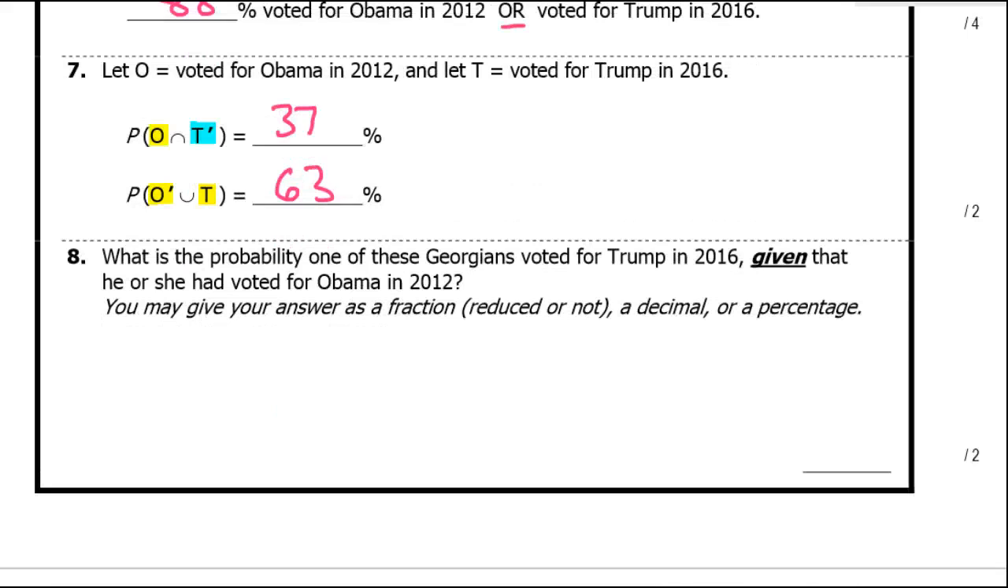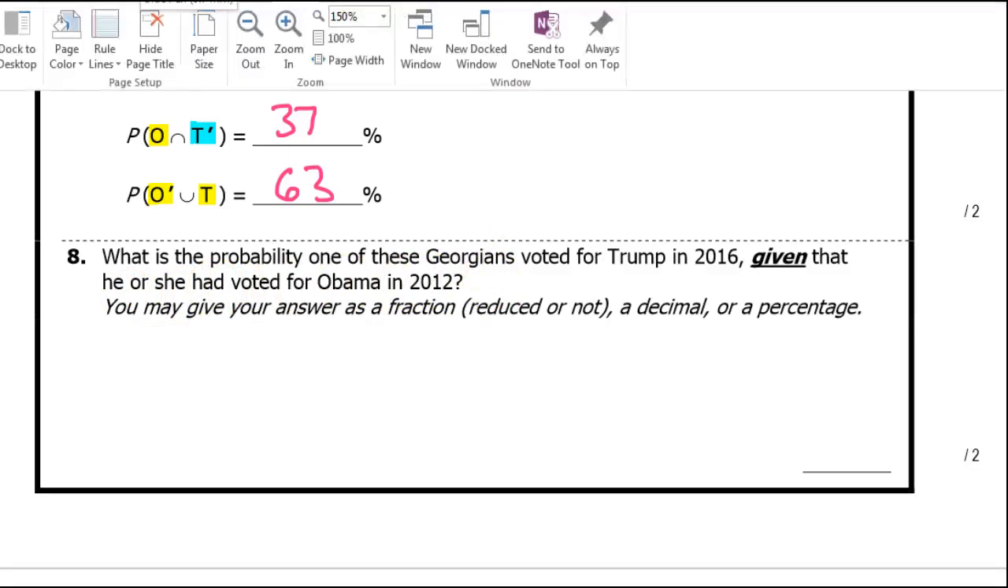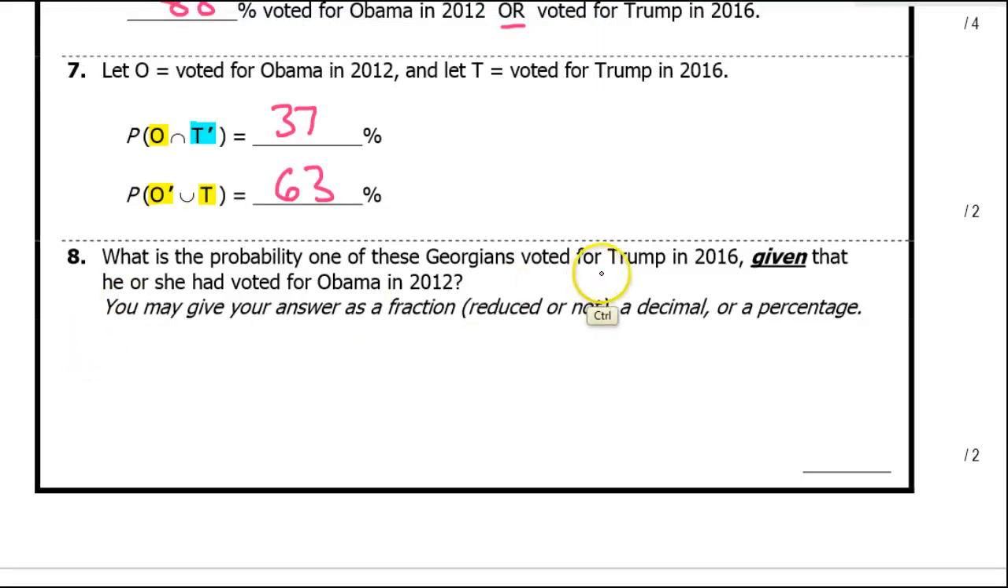Okay, looking at problem number 8. What is the probability that one of these Georgians voted for Trump in 2016, given that he or she had voted for Trump in 2012? Okay, let's write down the notation. I find that it helps focus my mind. All right, the probability of voting for Trump, given that you voted for Obama. So probability of Trump, T, given O. All right, that's what we're trying to calculate.